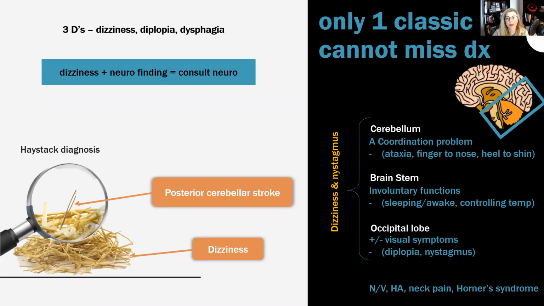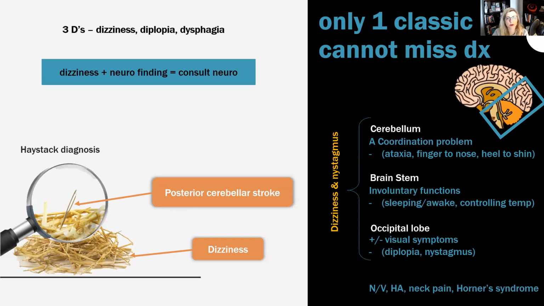So let's talk specifically about the most classically tested, the number one most classic can't-miss diagnosis for the dizziness patient. Because this is so classic, because everybody tests on it, it's also one of those things that is considered standard of care not to miss. This means that for documentation purposes, you need to have verbiage and address this with every single dizziness patient you see. And that is a posterior cerebellar stroke.